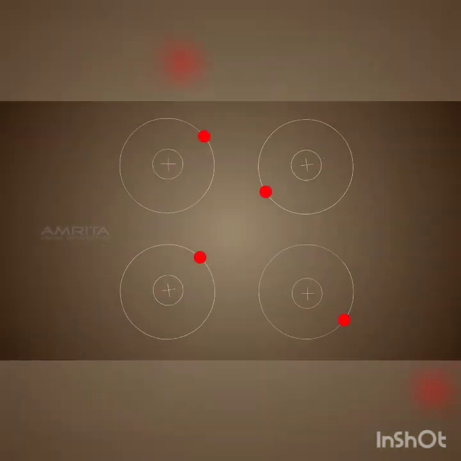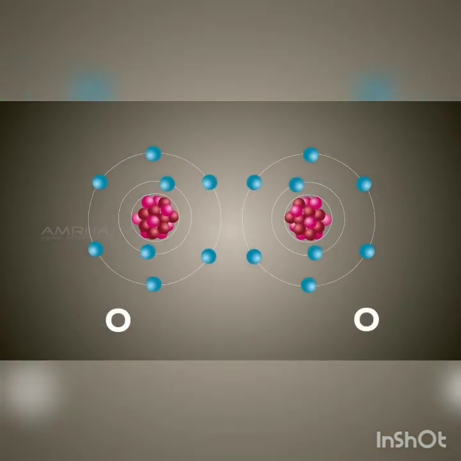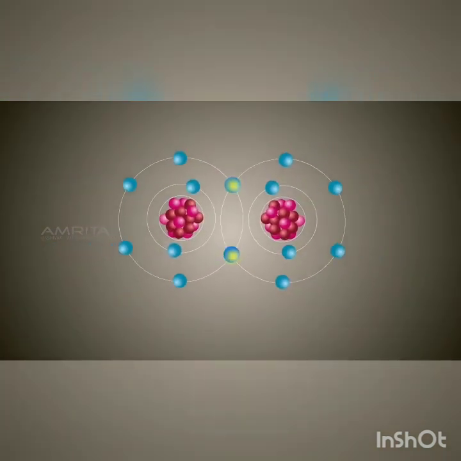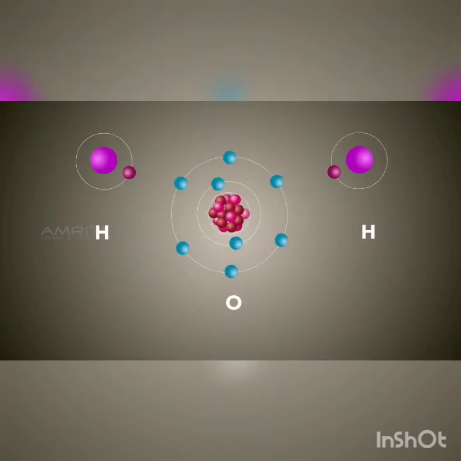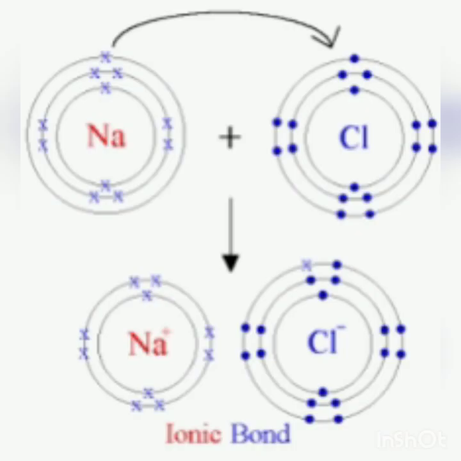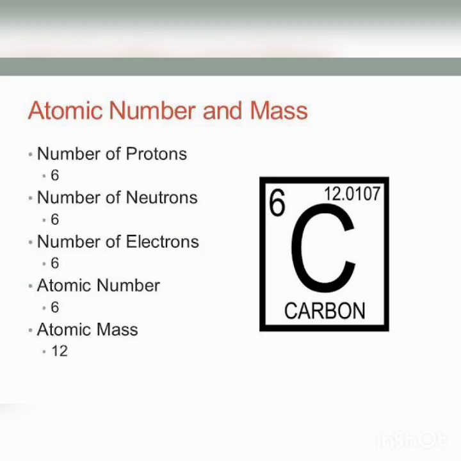There are two main types of bonds, covalent and ionic. If a molecule is made up of atoms of the same element, it is called a homoatomic molecule. If the molecule is made up of atoms of different elements, it is called a heteroatomic molecule. Formation of ionic bond and covalent bond you will learn in your higher classes. In this video, you are going to learn about atomic number and mass number.